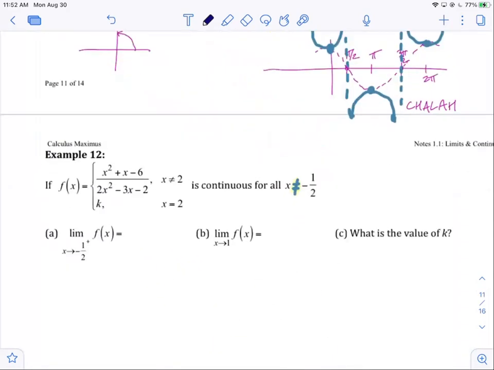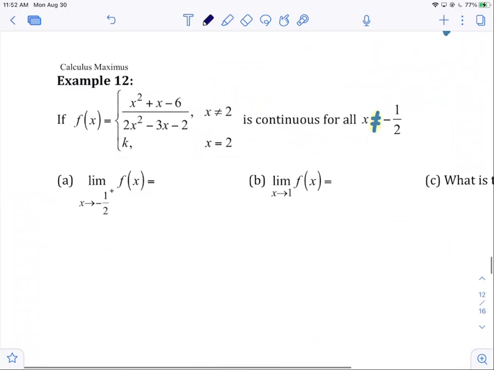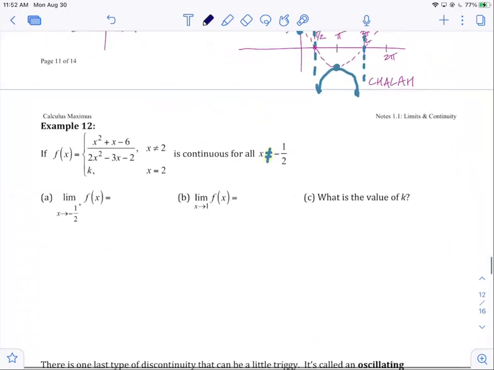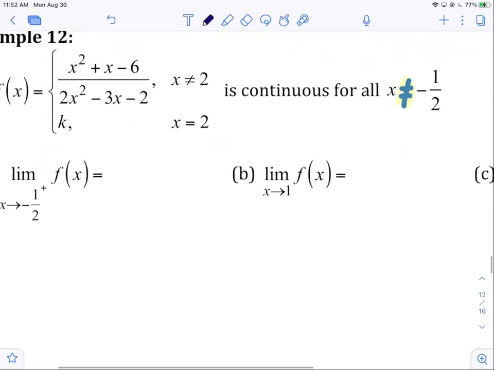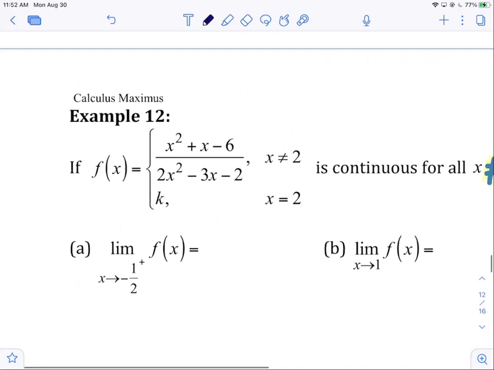Okay, let's jump back up here to example 12. Did we do example 12? I let y'all start it. Let's go ahead and do it together. Here we're defining a function to be this function to the left and right of 2, and it's k when x equals 2. What's the limit as x approaches -1/2 from the right? If I'm looking at -1/2 from the right, which piece am I looking at, the top or the bottom piece? The top piece, right? Because -1/2 isn't 2.